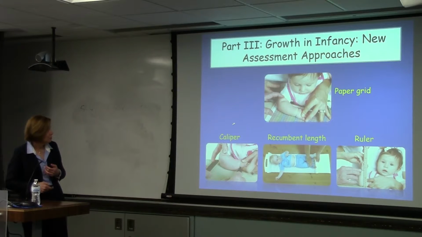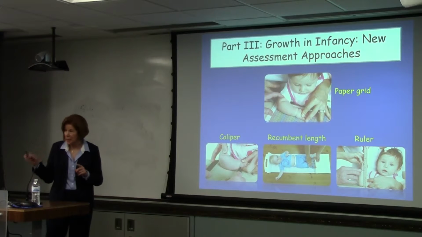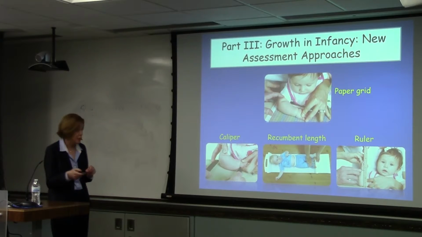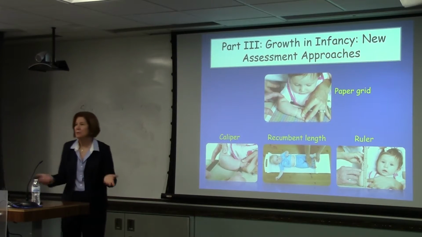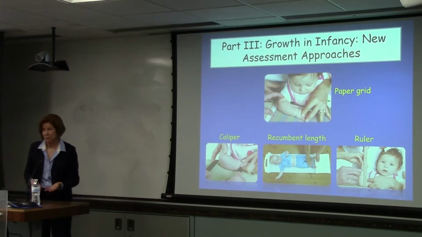And we compared it to measurement by calipers. So these are the different processes at the end of the ulna. We performed recumbent length accurately, which meant that we did it as the last one of our measurements every time on every baby. And we also just used a simple ruler. Could we use a ruler in the field and make this easier?